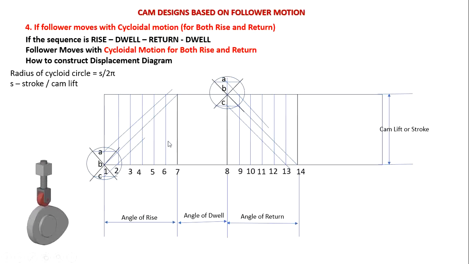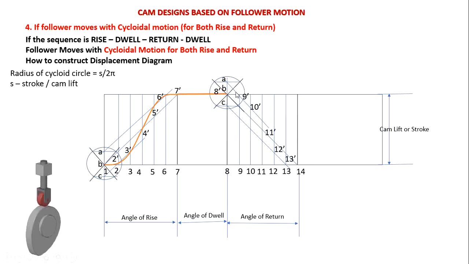So we have to join, we have to mark these points 1, 2, 3, 4 up to 14, and we have to point this is 2 dash, this is 3 dash, this midpoint is 4 dash, this is 5 dash, this is 6 dash. So we have to join a line like this. So this is the profile of the displacement diagram if we are following cycloidal motion. Same way this is for the dwell period, the same fashion we have to mark.